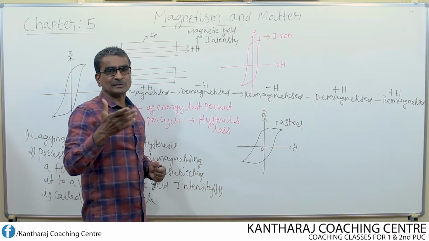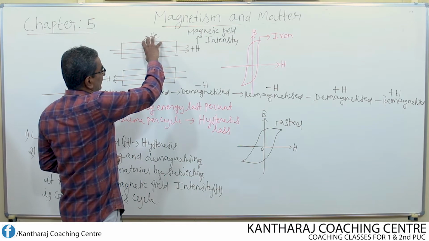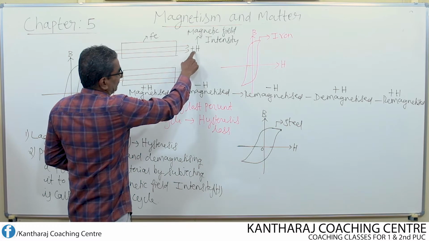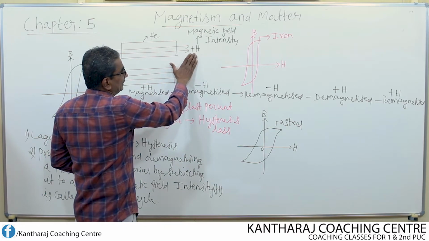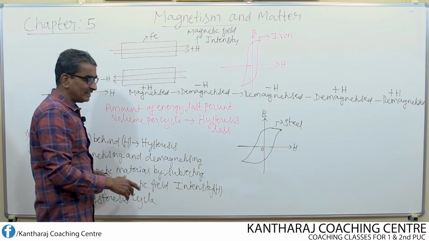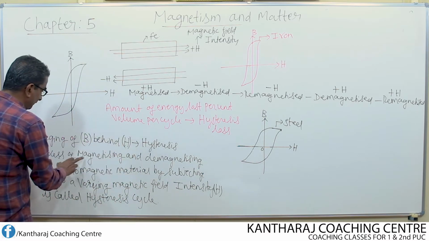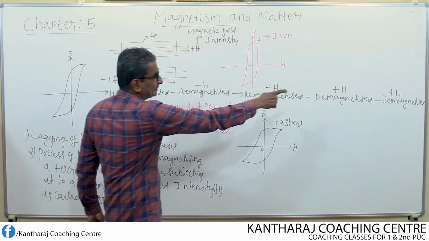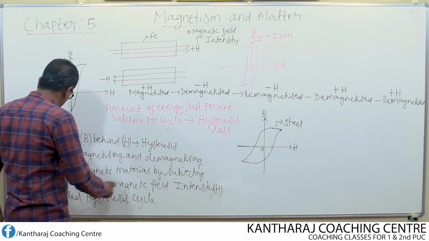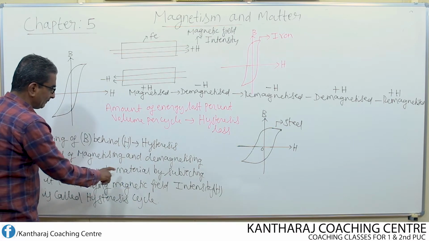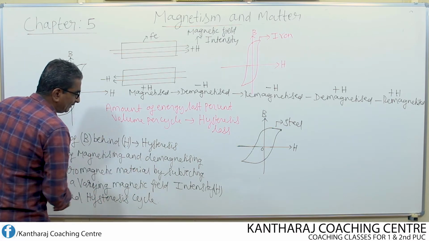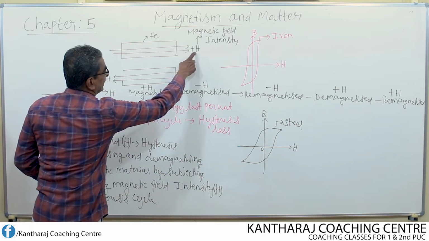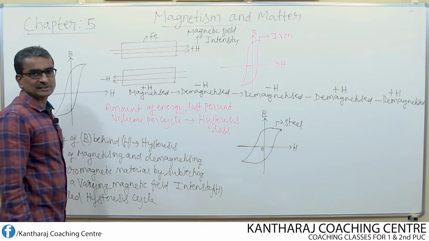So the process of subjecting a magnetic material to magnetization and demagnetization by making use of varying magnetic field intensity is nothing but the hysteresis cycle. That is what we have written here: the process of magnetizing and demagnetizing, right from here to there. During that process, which material should be magnetized and demagnetized? A ferromagnetic material. Subjecting it to varying magnetic field intensity H is called the hysteresis cycle.